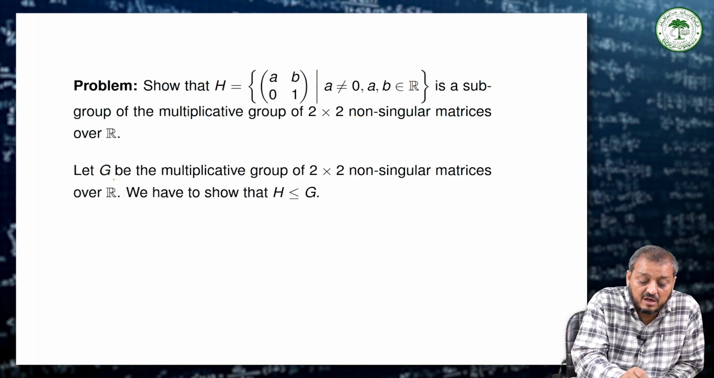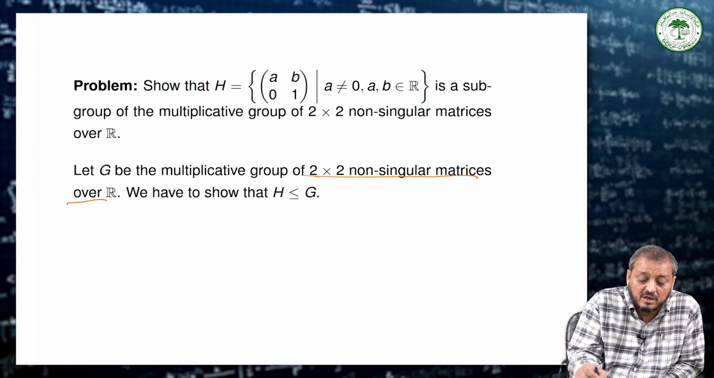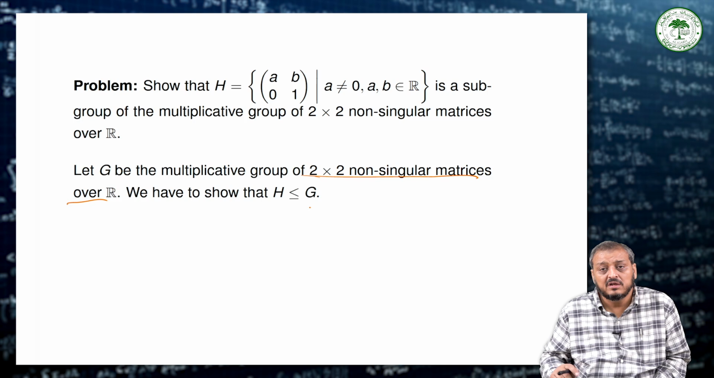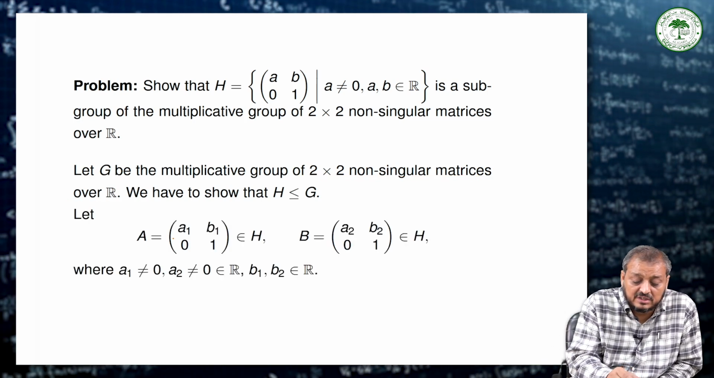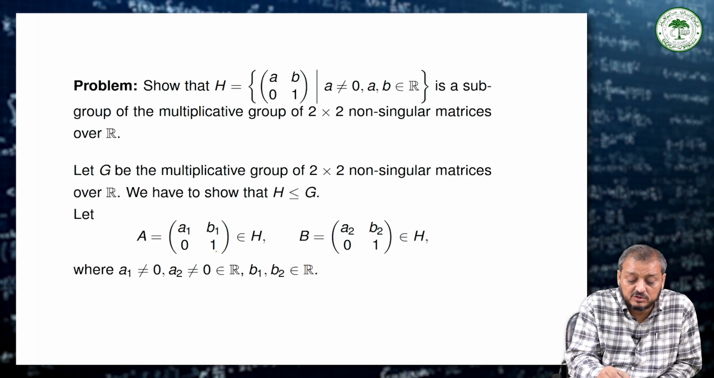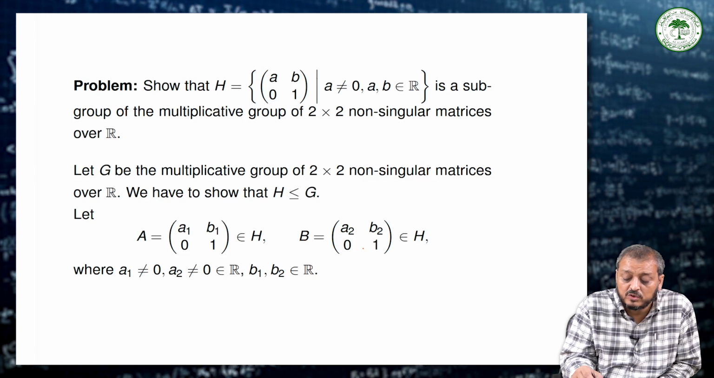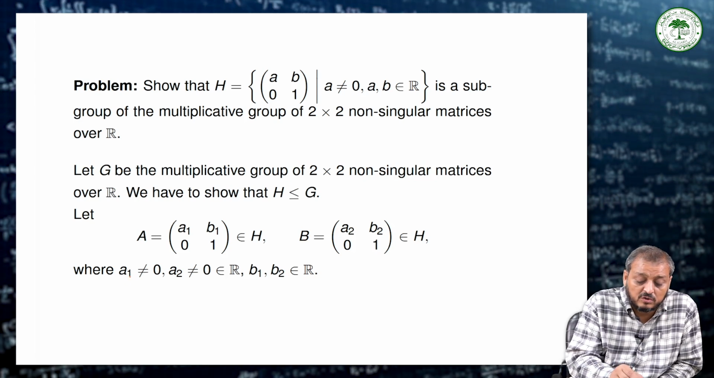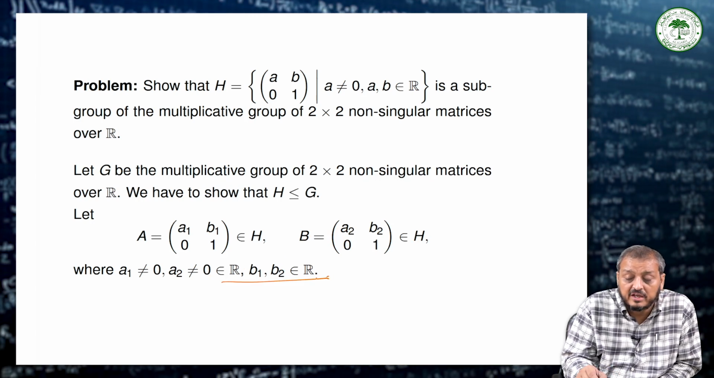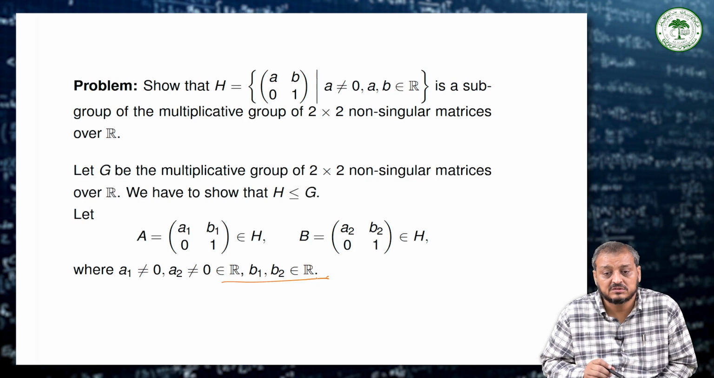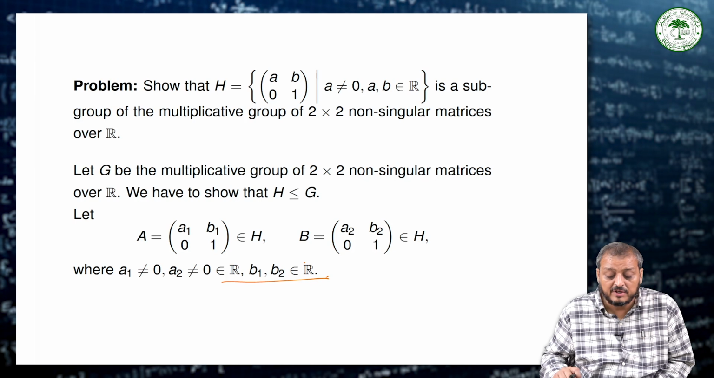Let G be the multiplicative group of 2 by 2 non-singular matrices over R. We have to show that H is a subgroup of G. So clearly, let A be the element A1, B1, 0, 1 belonging to H, and take B as A2, B2, 0, 1. The conditions are A1 is not equal to 0, A2 is not equal to 0, and B1, B2 are any elements of the real numbers R.